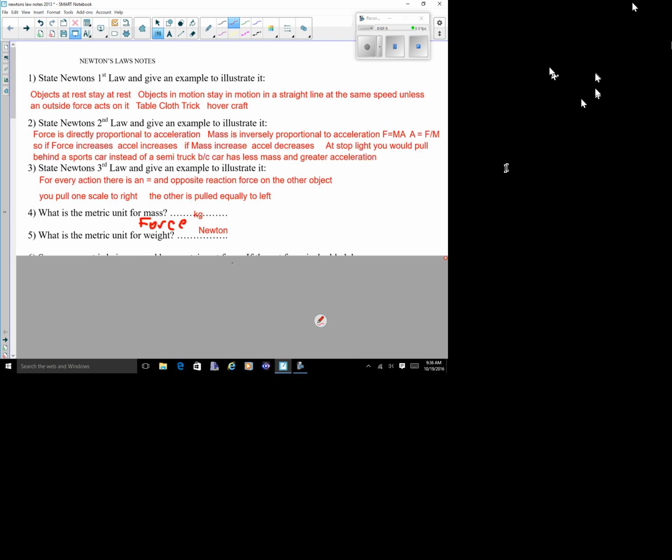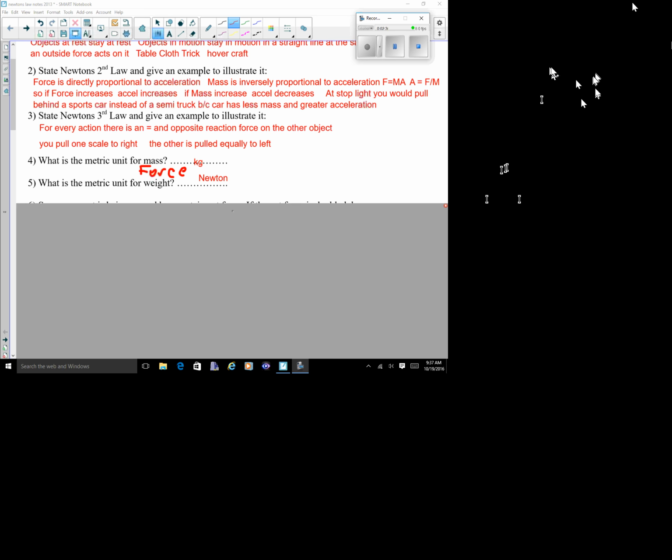So you might remember that old Fig Newton commercial. It is not a cookie, it is a fruit cake. Well, anyway, if you eat too many Fig Newtons, you add a lot of weight. So therefore, weight and Newtons, or Newtons are the unit for weight.